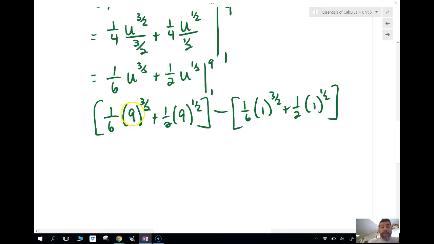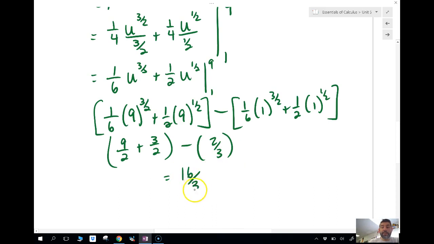All right, do some math here. Square root of 9 is 3. 3 cubed, 27, divided by 6 is going to be 9/2, plus 3/2, minus 2/3 when we do all that together. And the final answer is 16/3.